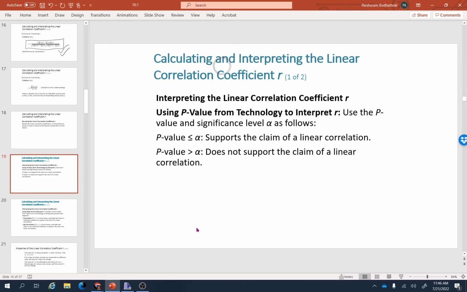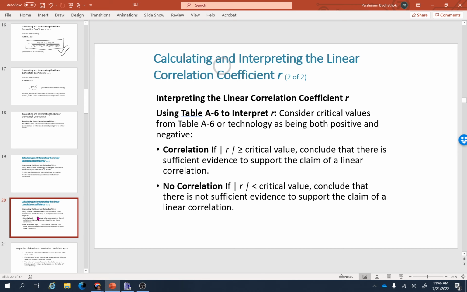One more thing which is very important while making a claim using the correlation and interpreting the data: when the p-value is less than or equal to alpha, which is the significance level, that supports the claim of linear correlation. And if the p-value is greater than alpha, that does not support the claim of linear correlation. I'm going to show you by using the data how to find the value of r, how to find the p-value, and how to compare them.